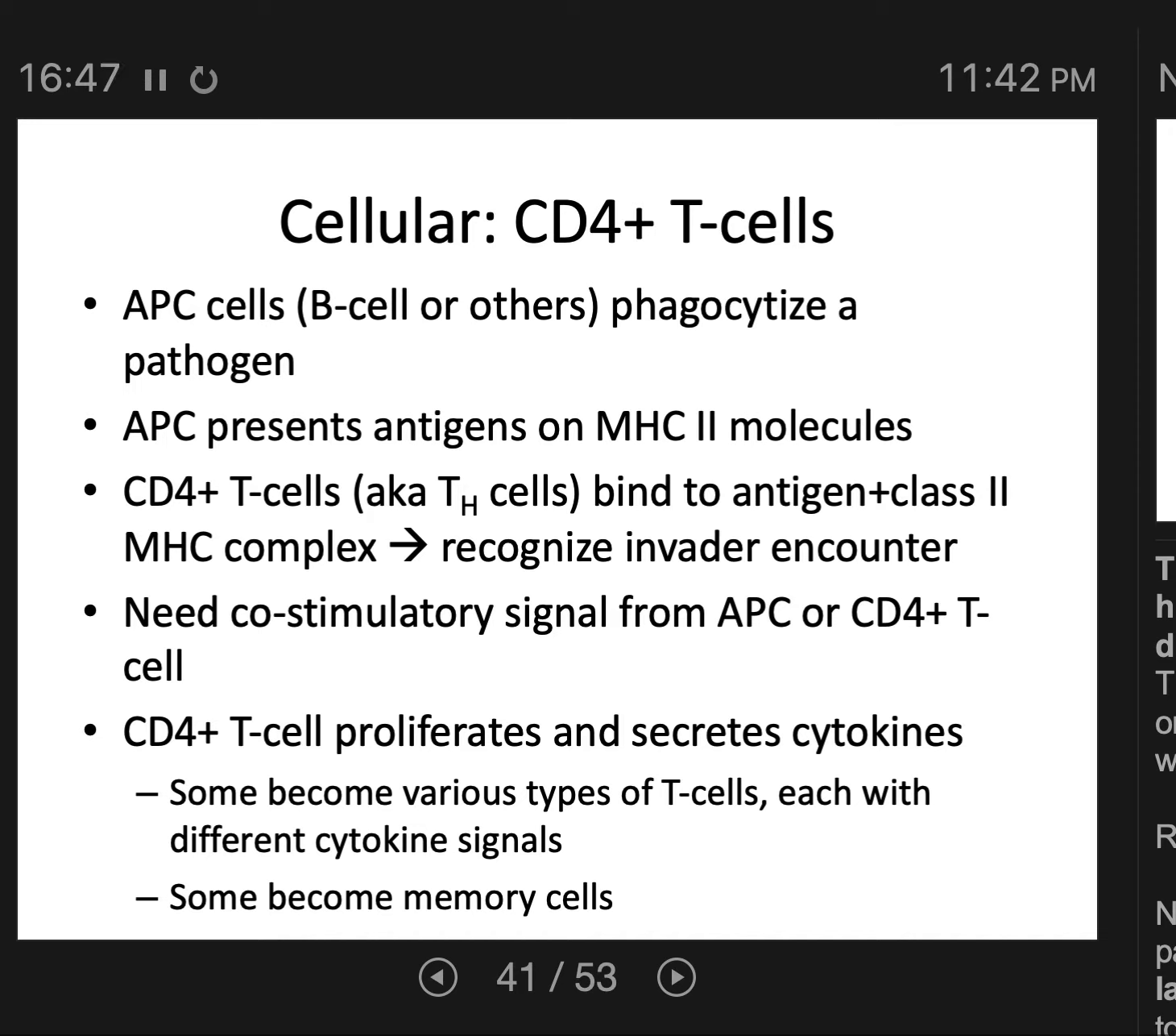When the helper T cell is activated, it's going to proliferate rapidly and secrete cytokines. The cytokines will help attract other immune cells. Its daughter cells will be many different kinds of T cells, each with different cytokine signals. So different cytokines stimulate different aspects of the immune system. And some of those daughter cells will become those long-lived memory cells that will remain in the body for many, many years, maybe your whole lifetime. An army of T cells devoted to fighting that very specific pathogen that was encountered in the MHC class II complex, the antigen MHC class II complex.